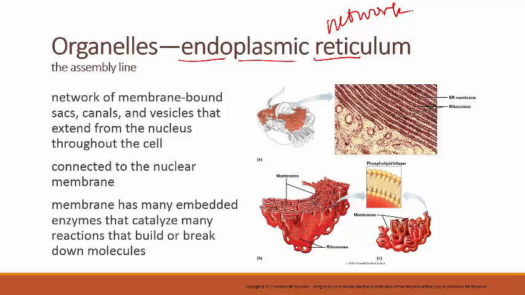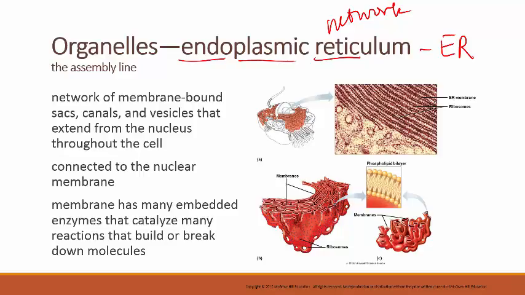And it's this network of sacs and canals and little structures called vesicles. Those are just little packages that the endoplasmic reticulum can bud off, carrying material throughout the cell. The ER, the endoplasmic reticulum, is connected back to the nuclear membrane. And that makes sense because that's where the instructions for making the proteins are found. And so it's really closely associated with the endoplasmic reticulum.